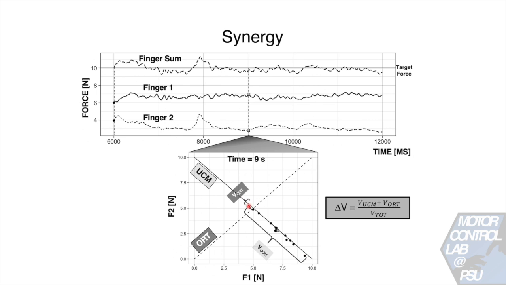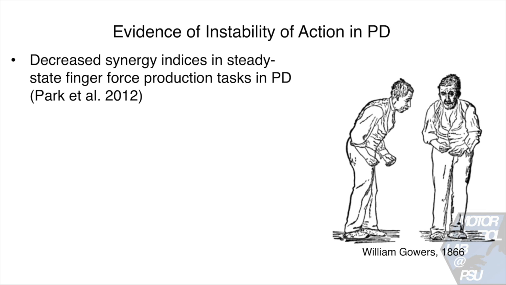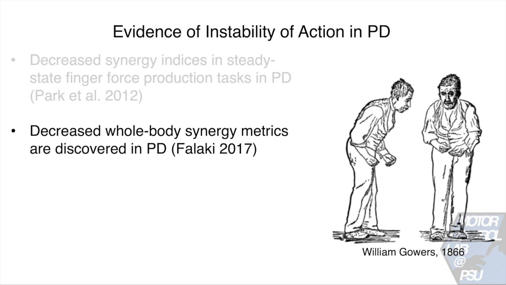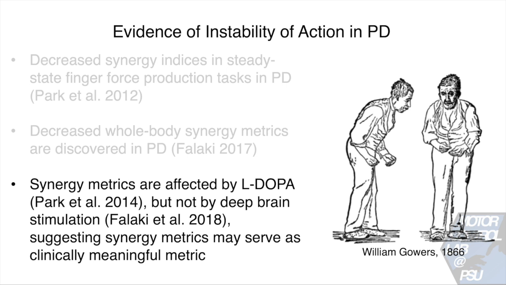These metrics can then be used to calculate the synergy index, which is essentially a metric of how much variability is accounted for in the UCM versus how much is accounted for in the orthogonal space. Previous work has shown that Parkinson's disease elicits decreased synergy indices in steady-state finger force production tasks. These are accompanied with similar changes at the whole body level when asked to stand in static stance. The synergy metrics may serve as a clinically meaningful metric in Parkinson's disease.